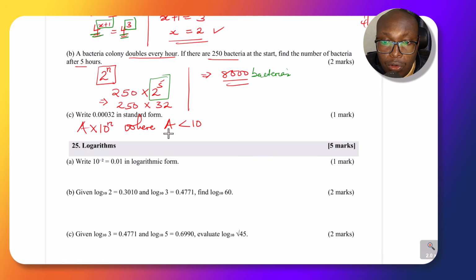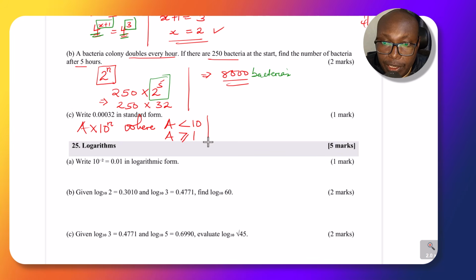And A should also be greater than or equal to 1. So the value that you're going to choose here for A should be less than 10, and then it can be 1 or greater than 1. So that is very important. It should not be 10. So it should be somewhere between 1 and 9.99999. Actually, that is the easiest way. It should be between 1 and 9.9999.